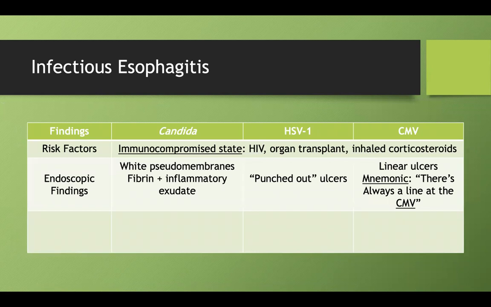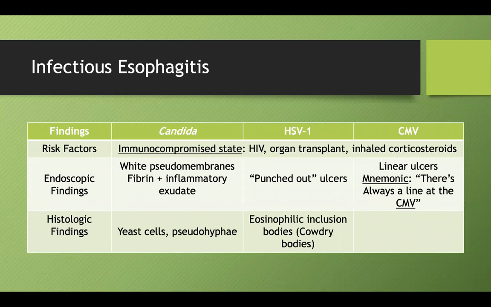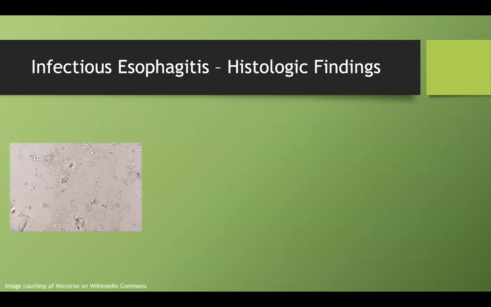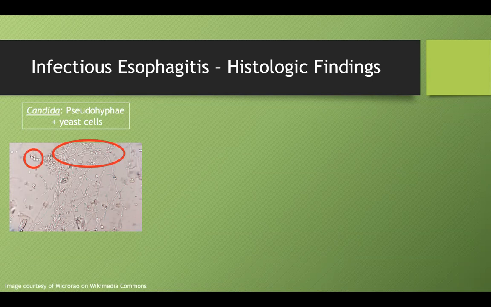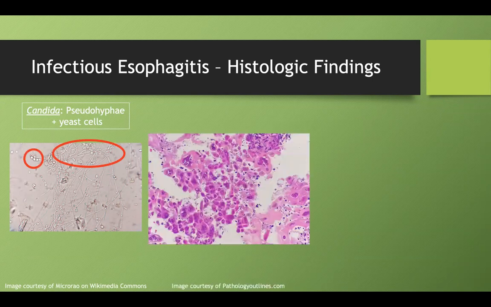Another way they might test this, instead of endoscopy, is they might make you know the histology. For Candida, that's going to be yeast cells and pseudohyphae. In HSV1, you're going to see something called Cowdry bodies, which are eosinophilic inclusion bodies. And then CMV classically has owl-eye inclusion bodies. So what do all those look like? Here's Candida. You can see pseudohyphae and yeast cells. Here's the pseudohyphae, these long branches, and then you can see the yeast cells right here, the circular cells.